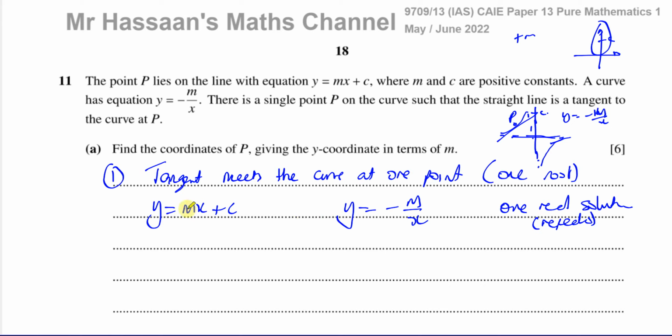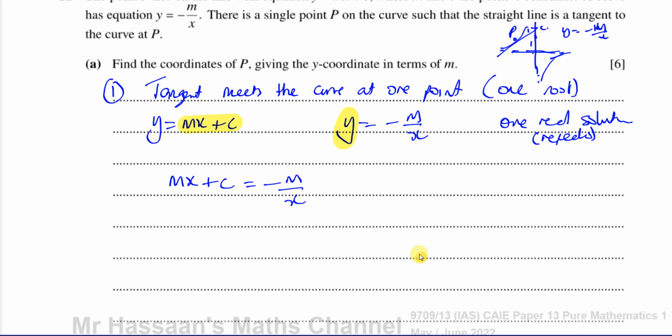So I know that y equals mx plus c. I can replace the y here with mx plus c. So I'm going to say mx plus c is equal to minus m over x. Now, to solve this, I'm going to get rid of the fraction, multiply both sides by x. So I'll have mx squared plus cx equals negative m.